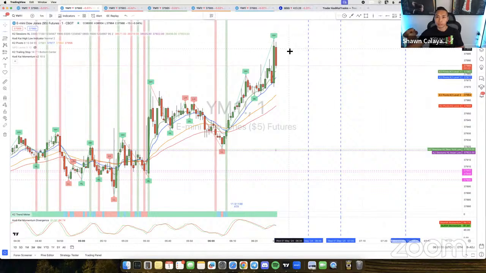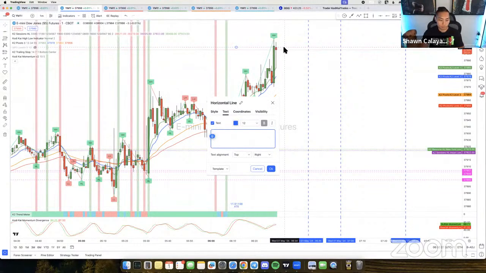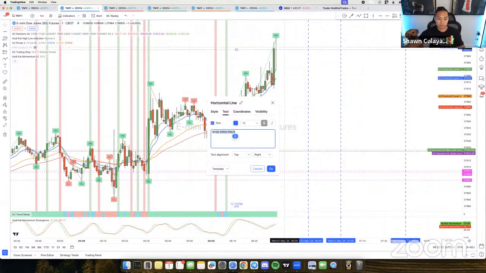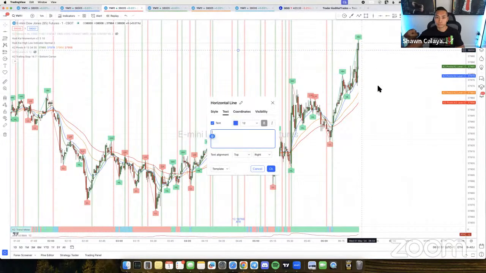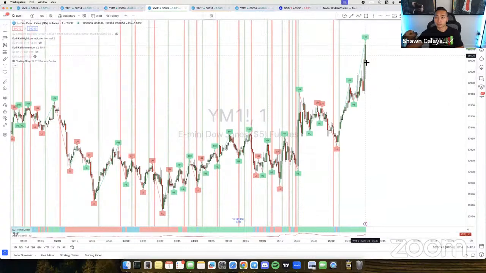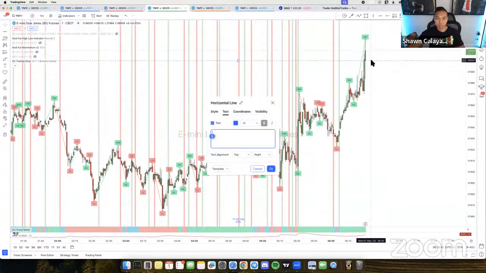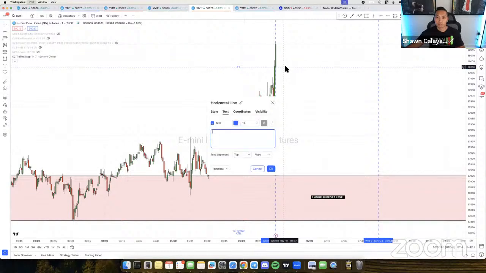So let's go ahead and mark up opening price over here real quick. We got this, color that blue. Got that marked up right there. Got that markup right there. There. In the chart.